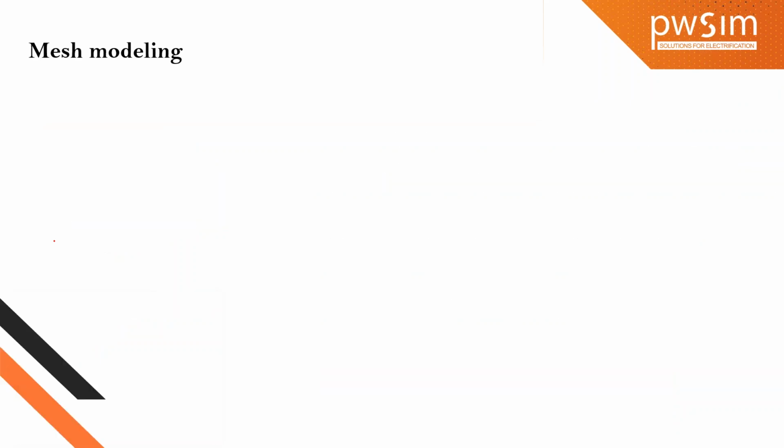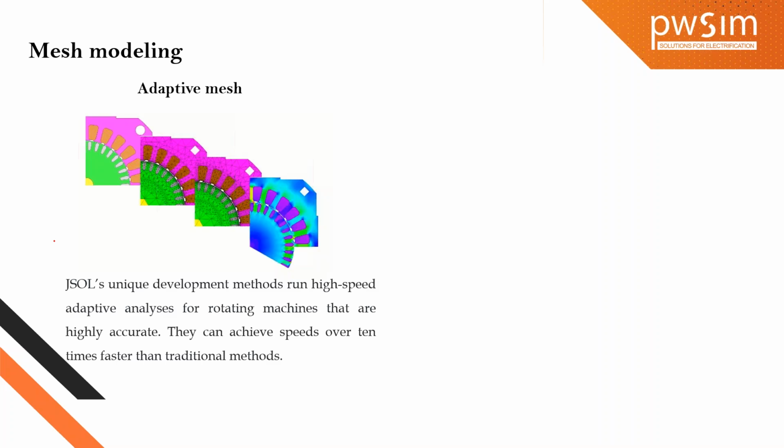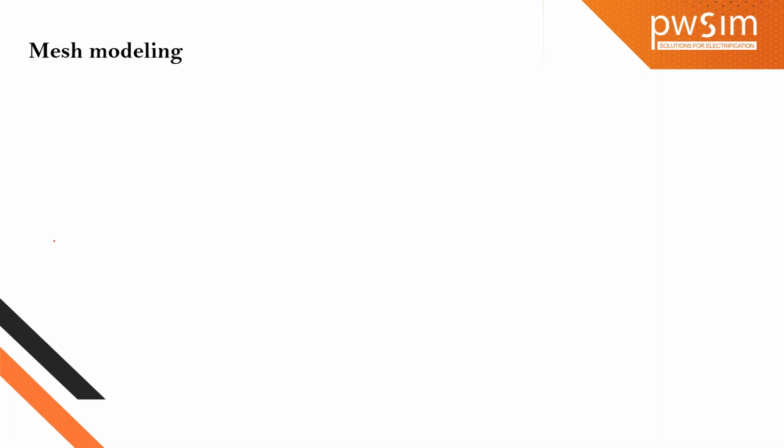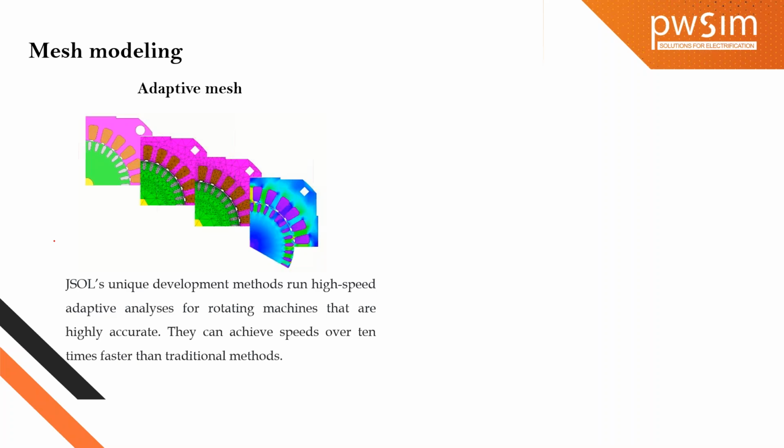So apart from this solver, we have a good meshing technology in JMAG. In JMAG we have an automatic mesh where JMAG automatically grabs the air region and does a fine mesh to capture the magnetic circuit phenomena. So in the air region, we have an adaptive mesh technology.